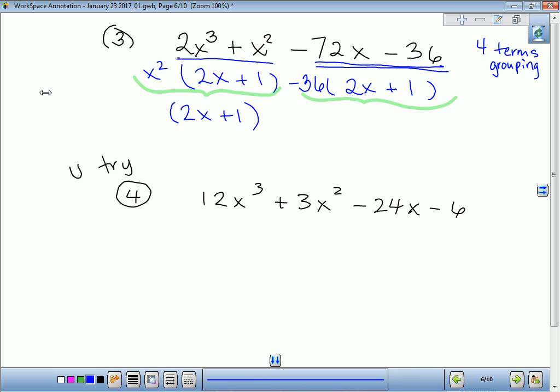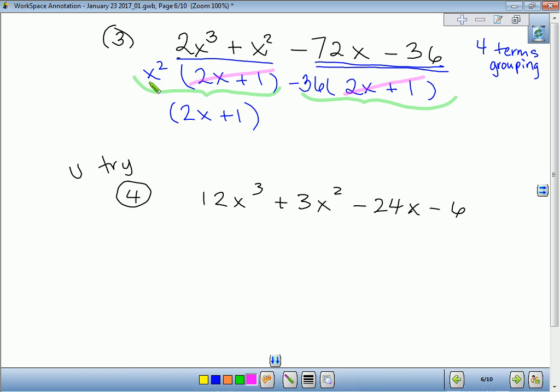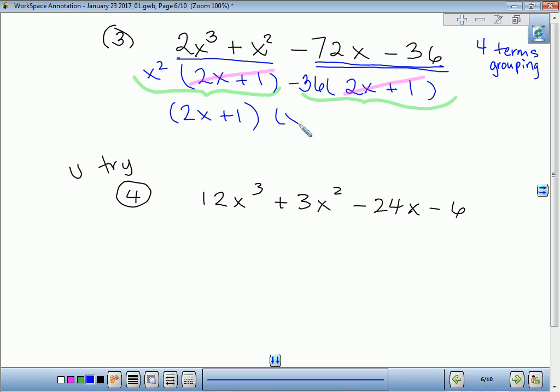And then in the next parentheses you put what's left. If I factor this out, what am I left with? X squared minus 36. That's not bad.